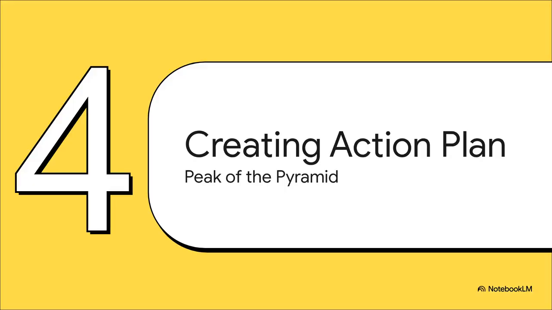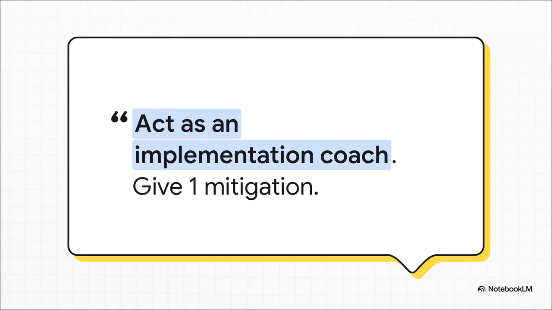Finally, Section 4. Creating the action plan, the peak of the pyramid. We've reached the peak of the pyramid, creation. In step 9, the AI's role shifts dramatically. It goes from being this ruthless attacker to a supportive implementation coach. Participants ask the AI to take the strongest control they identified on their board and help them build a micro-prototype. They're asking for name 2 friction points, give 1 low-lift mitigation, and provide a 4-step day 1 to 2 checklist.